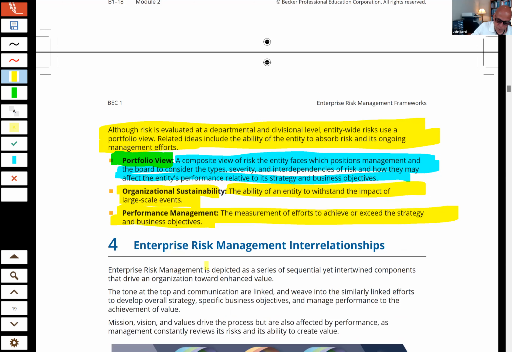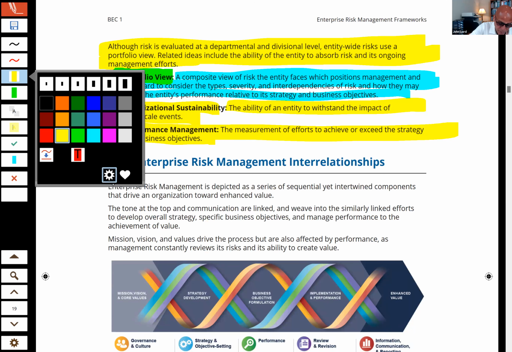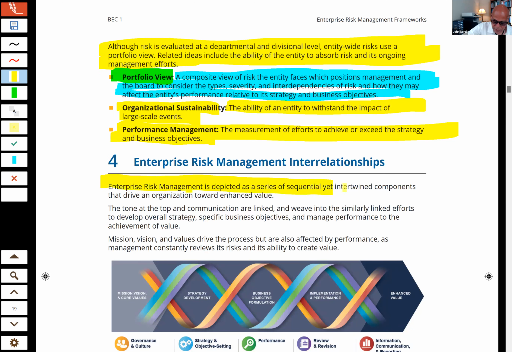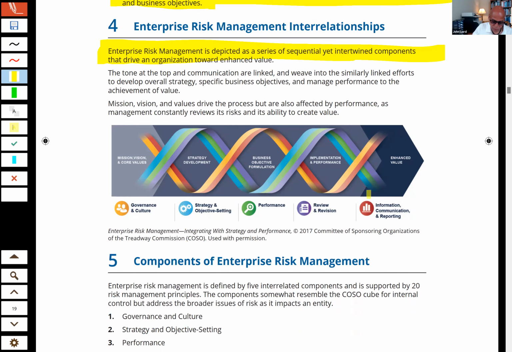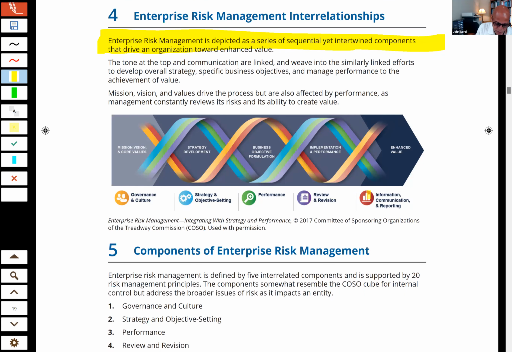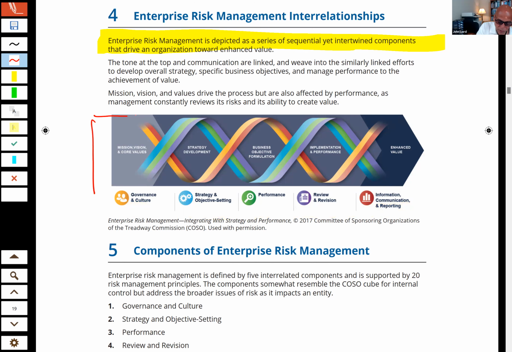Okay. Now, enterprise risk management and the interrelationships to what we've been talking about here. So ERM is depicted as a series of sequential yet intertwined components that drive the organization towards enhanced value. And so I think it's not a bad idea. We're going to go through and we're really going to be looking at these components down here. But it's probably not a bad idea to go ahead and see how these components then kind of deal with the intertwined parts of how we create value.